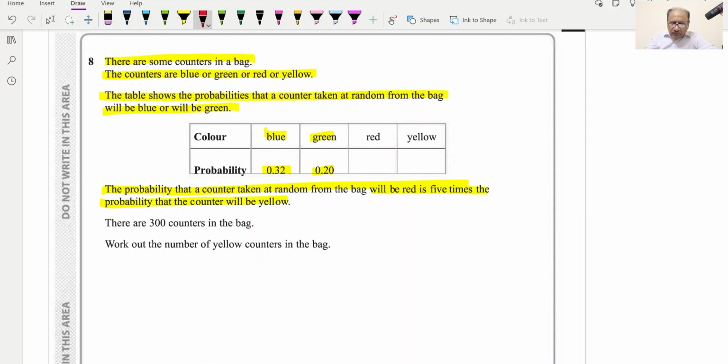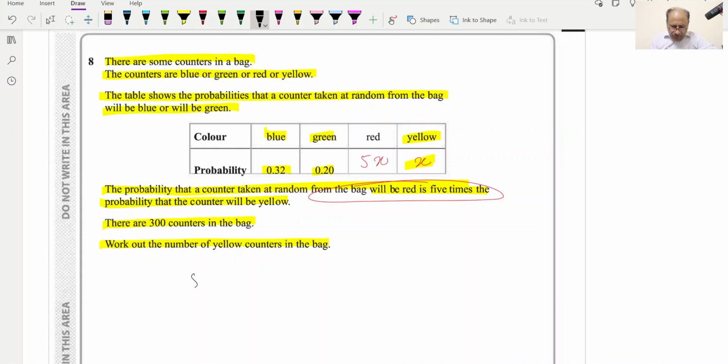So if yellow is x, this will be 5x. This is the relation they have provided in this statement. Then they are saying there are 300 counters in the bag. Work out the number of yellow counters. So for yellow counters we require how many counters will be there. Now we know that the sum of probabilities is always equal to 1.